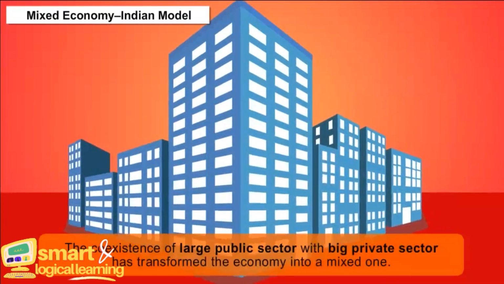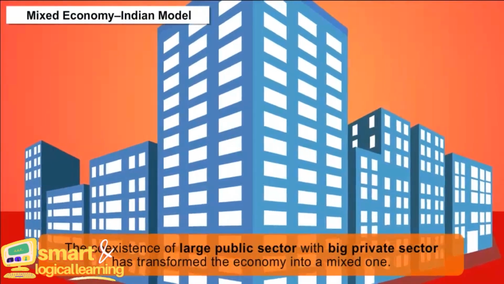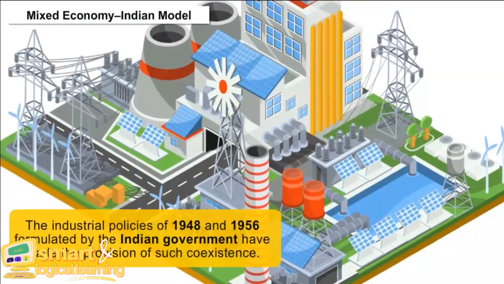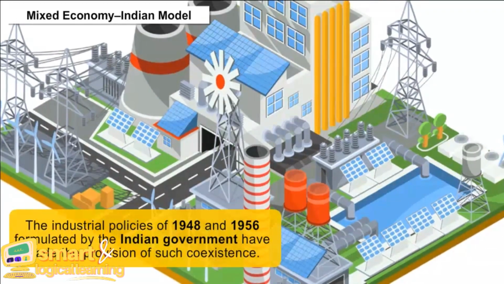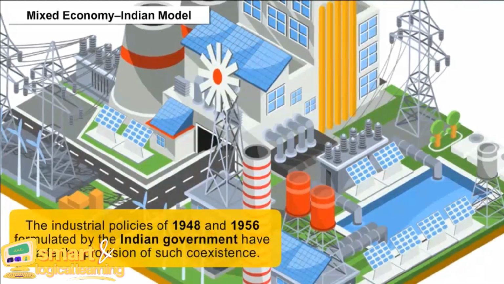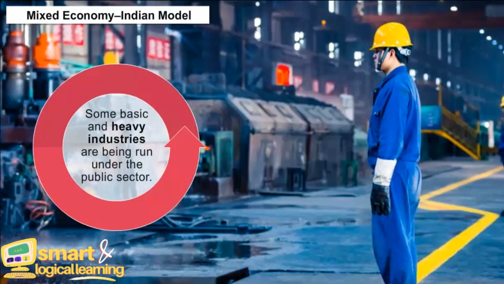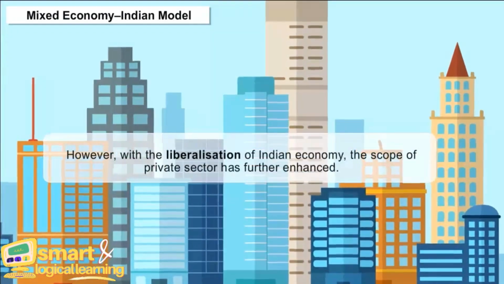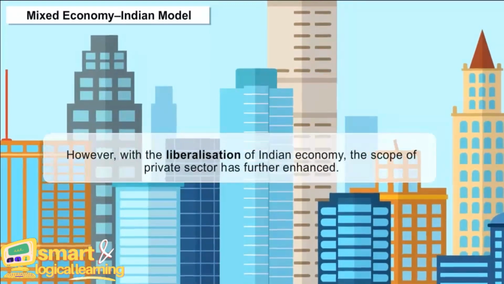The coexistence of a large public sector with a big private sector has transformed the economy into a mixed one. The industrial policies of 1948 and 1956 formulated by the Indian government made provision for such coexistence. Some basic and heavy industries are being run under the public sector. However, with the liberalization of the Indian economy, the scope of the private sector has further enhanced.